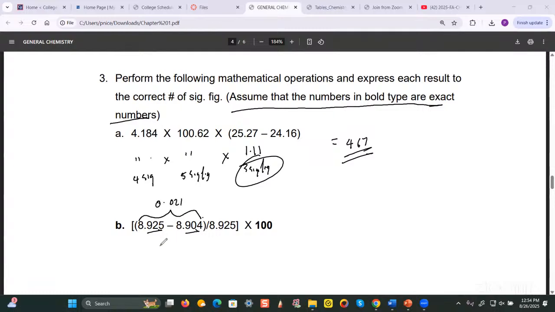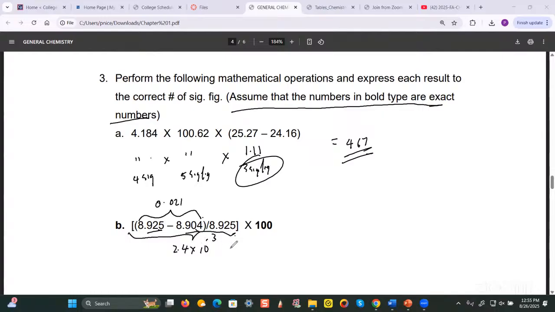Okay, so now that we have done that, what's the next step? You're going to divide the 0.021 by 8.925. Now, when we do that, we have to round off according to the lowest number of sig figs, which in this case, I got 2.4 times 10 to the minus 3. All right, so that's what all of this gives you, right?